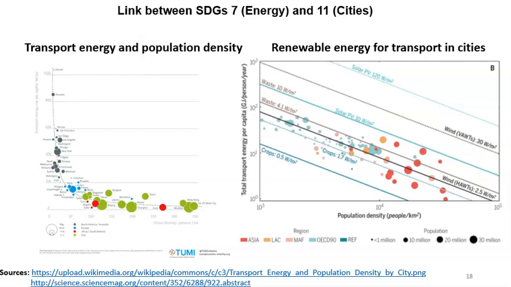So not generating somewhere far away, but actually generating them in the cities. For example, by equipping rooftops with solar panels. When you do that, depending on the population density, you can harvest even more energy than you need for transport, for example. So there is even a certain potential for cities becoming self-supplying for energy in certain areas and certain population densities.